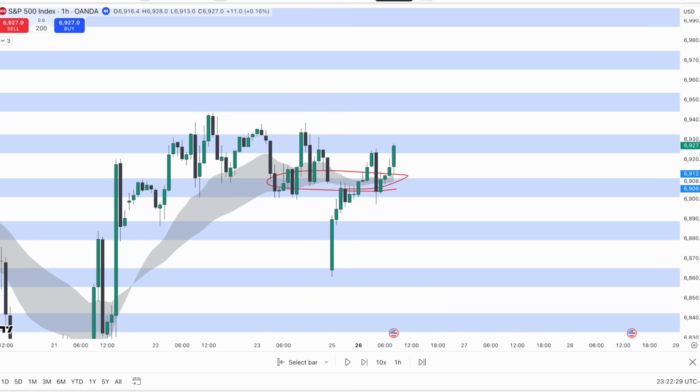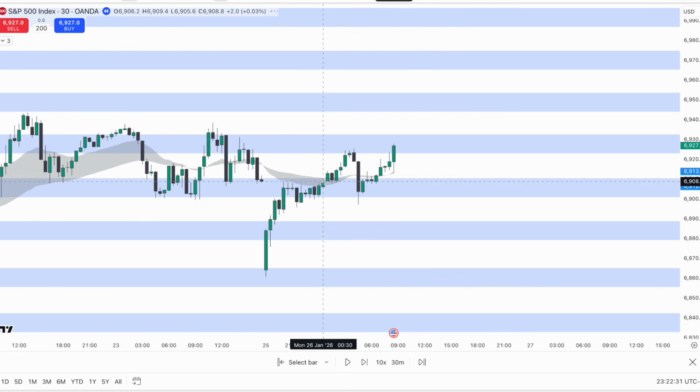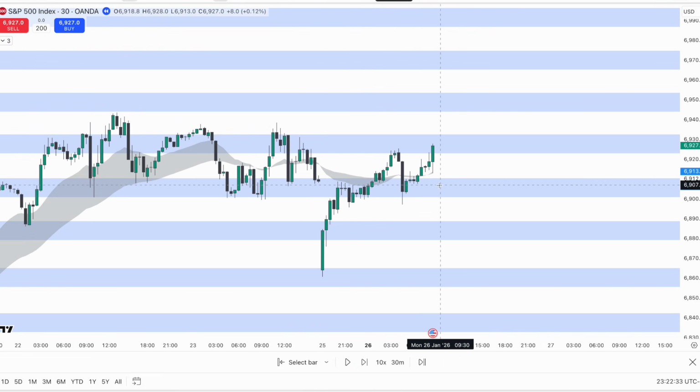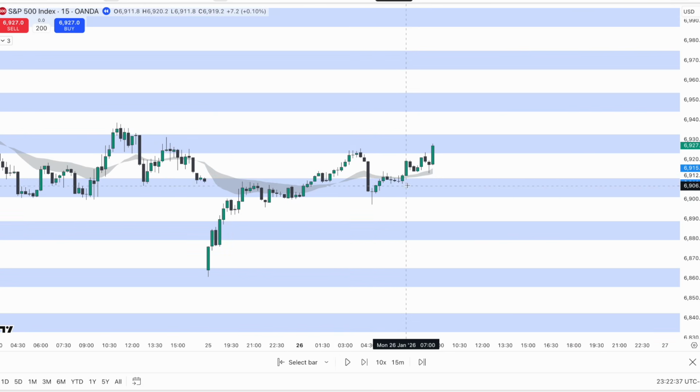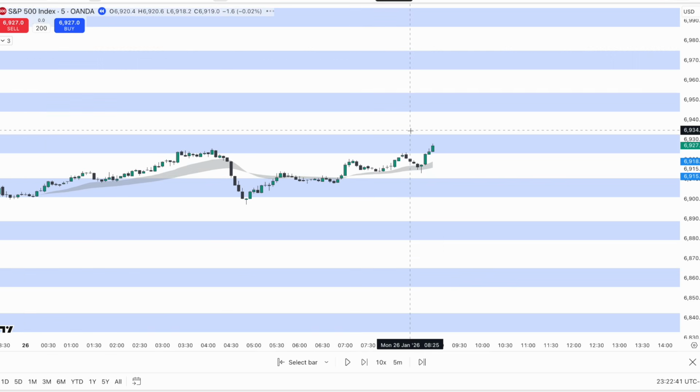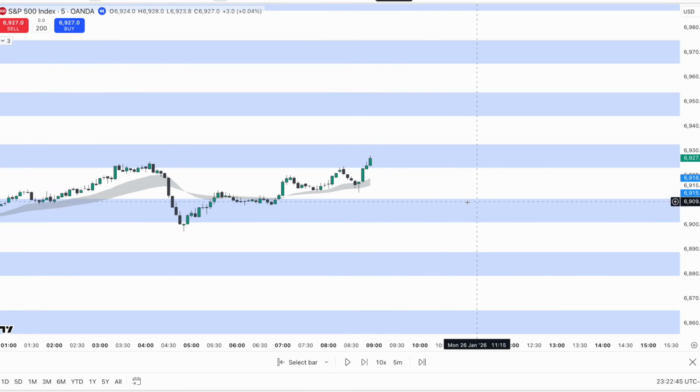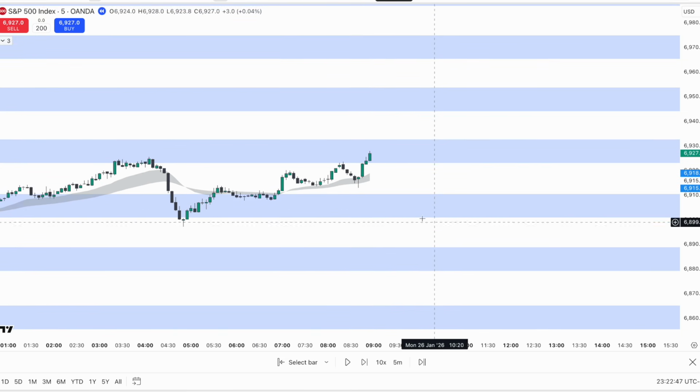Then if we go down to the 30-minute, we see the same thing. The cloud is flat. And if we go down to the 15, we'll see the same thing. And then if we drop down to our execution time frame, on the 5-minute, we see that the cloud is flat there as well. So all clouds on all time frames are flat. That means we don't have a bias.